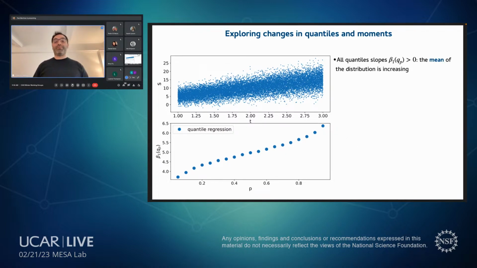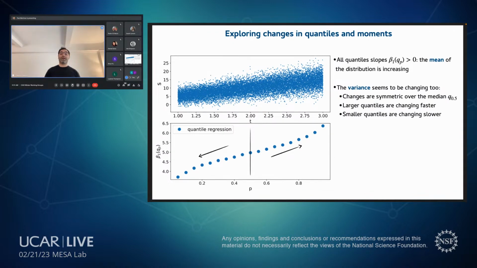What you see here is that this picture gives you a lot of information on how the probability distribution is changing. First of all, quantile slopes are actually greater than 0. This tells you that the mean of the distribution is increasing. Next slide. On top of this, the variance seems to be changing too. And you can see this because the changes are symmetric over the median, so P equals 0.5. And larger quantiles are changing faster, and smaller quantiles are changing slower with respect to the median. So here we know that in this time series, probably both the mean and the variance may change.